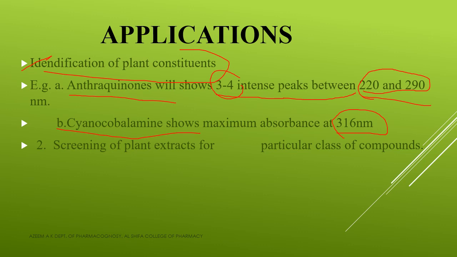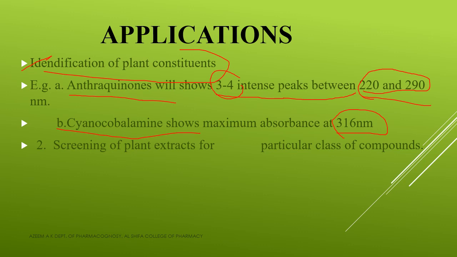So this is about the first application of UV spectroscopy, that is its use in the identification of plant constituents. Here the example is anthraquinone glycosides, and they will be showing 3 to 4 intense peaks between 220 and 290 nanometer. Then cyanocobalamin, and that will be showing maximum absorbance at 316 nanometer.